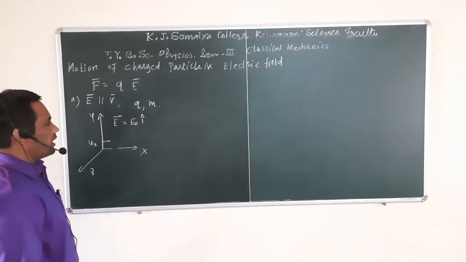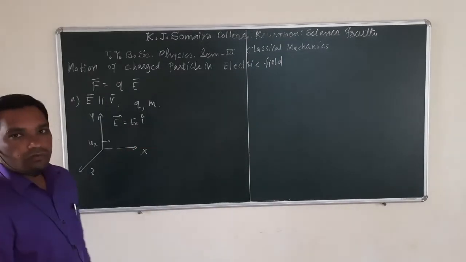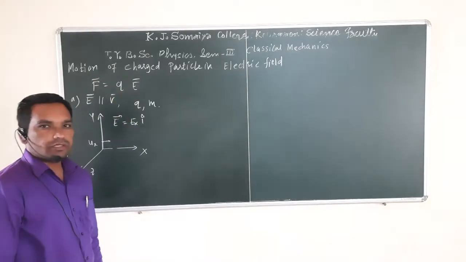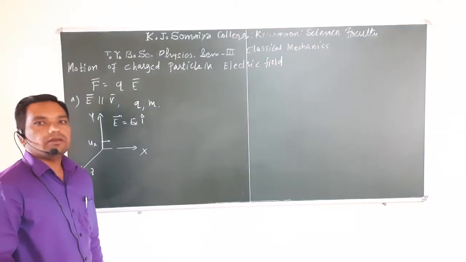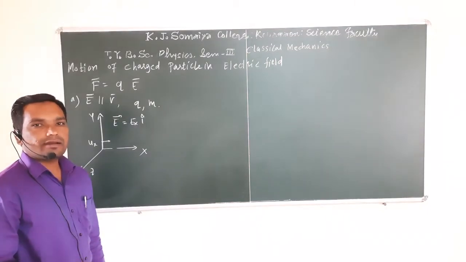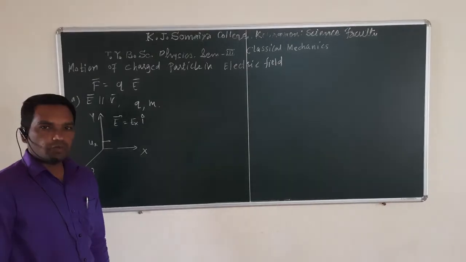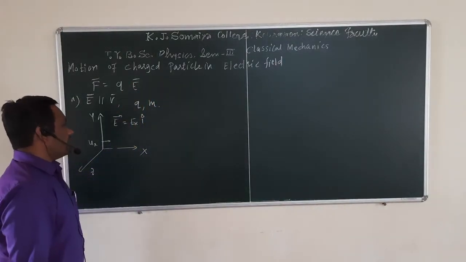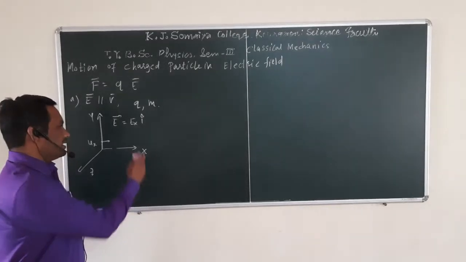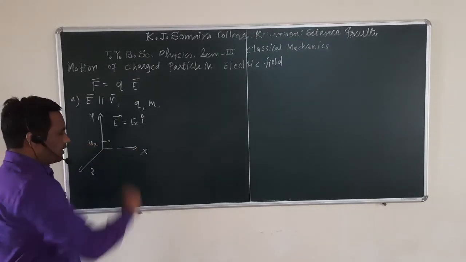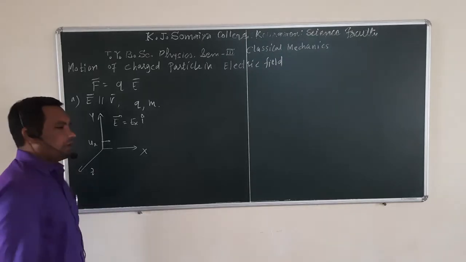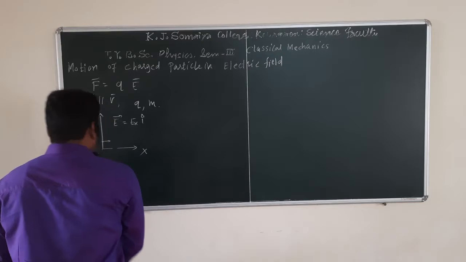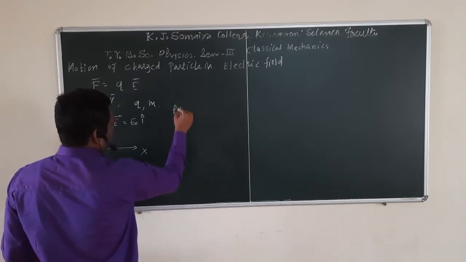Now we have to find the equation of motion for this charged particle. Remember, this is the third application of Newton's laws of motion. First application we studied was motion of projectile under resistive medium. Second is rocket motion, and third application is this. Now when electric field is along x-axis like this and charged particle is entering along x-axis with initial velocity ux, to study motion, we apply Newton's second law of motion to this charged particle.